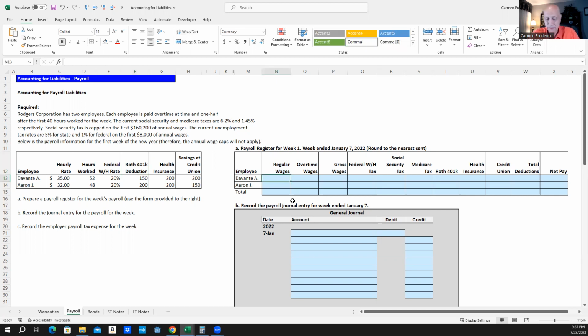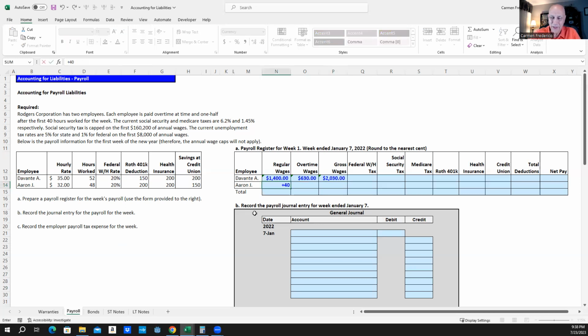So let's do regular wages. What is Devante's regular wages? Well, it's going to be the 40 hours a week times his rate of $35 an hour. So his regular wages are $1,400. The overtime wages are going to be the 12 hours of overtime, right? 52 minus 40 is 12, times his rate of $35 an hour, times 1.5. So he's going to make $630 of overtime. So his total gross wages will be the $1,400 of regular plus the $630 of overtime. He made $2,030.